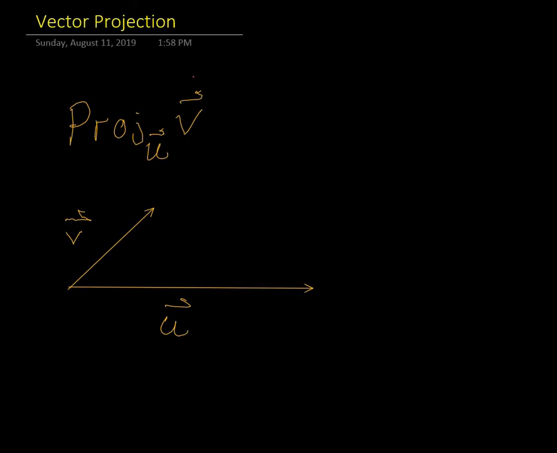Let's do a little practice of projecting one vector onto another. We'll start geometrically, or by the picture. We'll do a little bit of simple numerical calculation as well in this video. So we're going to project vector v onto vector u.